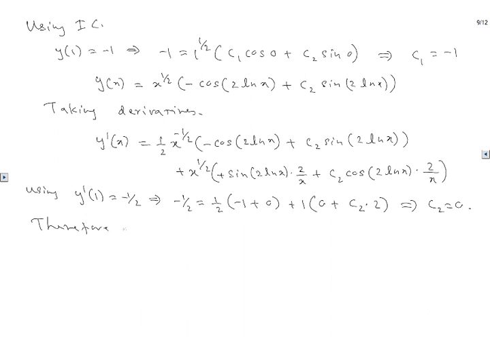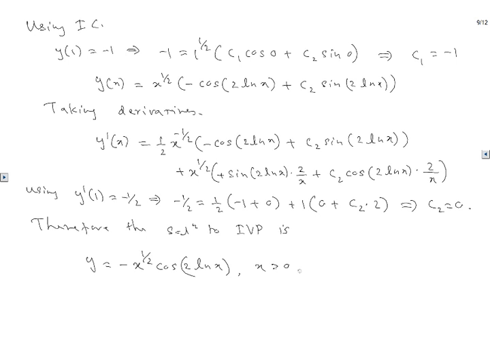Therefore, the solution to the initial value problem is y equals negative, because c1 is negative, so negative x to the 1/2 cosine 2 ln x, for x positive. So that's the solution. That's what we get as a solution for x positive.